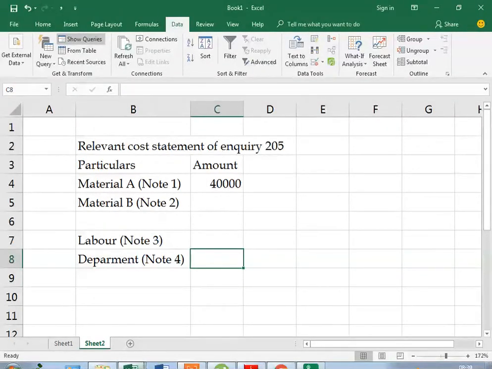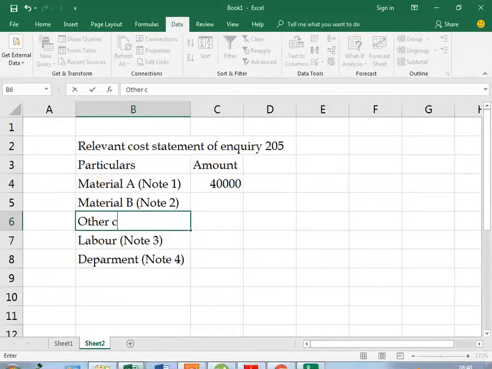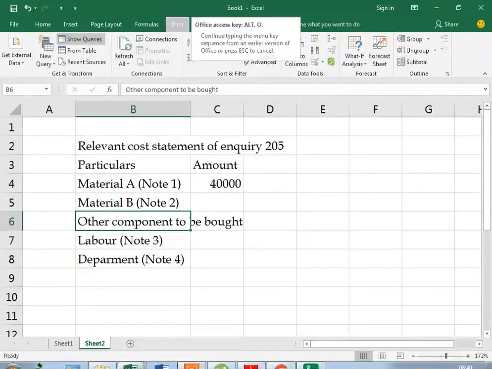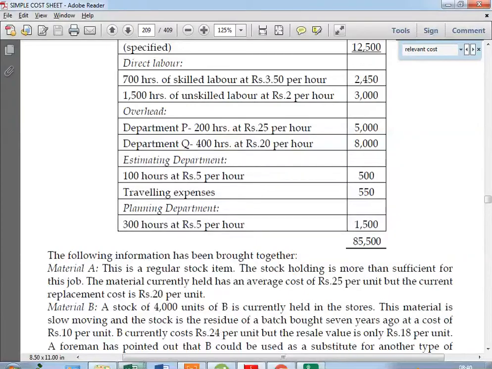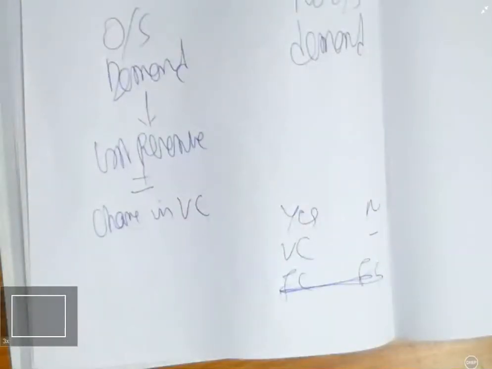Now first, I'll give the general theory which is used everywhere. Overheads for captive consumption. You write in this problem itself: captive consumption. Split it into two: outside demand and no outside demand. Outside demand, put arrow mark down.